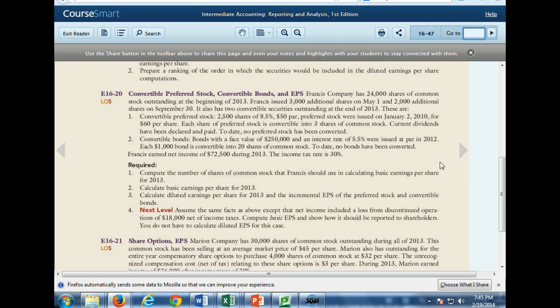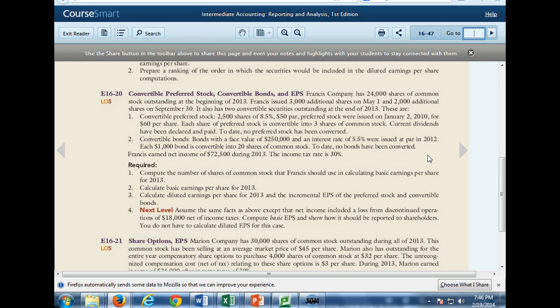Now, number 1, convertible preferred stock. There's 2,500 shares of 8.5%, $50 par preferred stock issued on January 2nd, 2010 for $60 a share. Each share of preferred stock is convertible into 3 shares of common stock. Current dividends have been declared and paid. To date, no preferred stock has been converted.